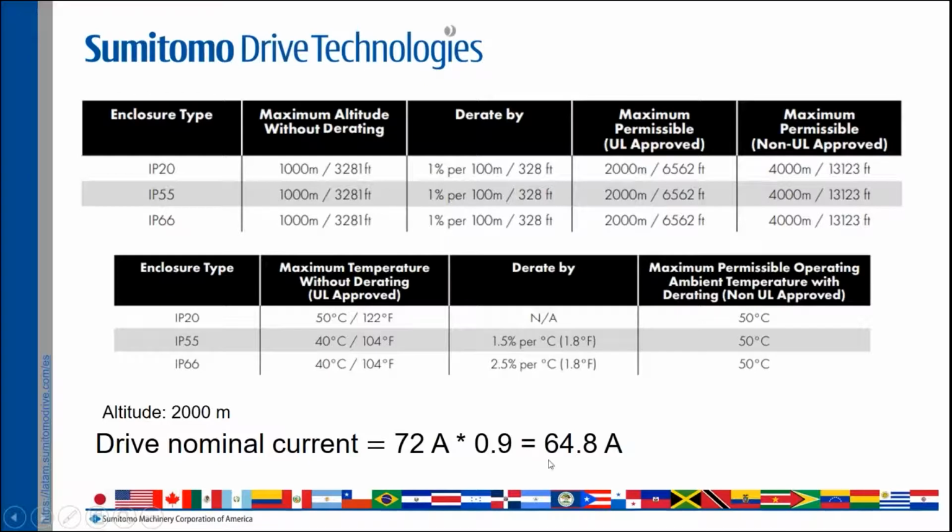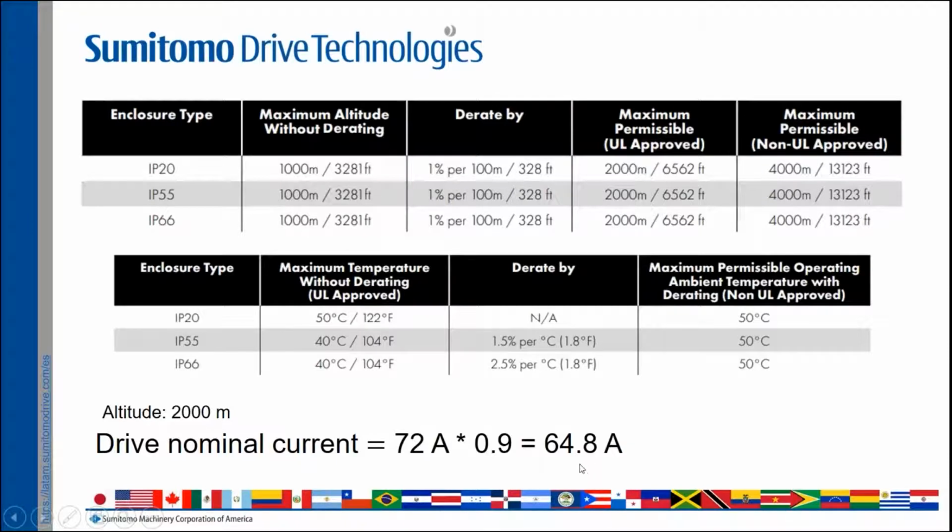So this drive will not provide you 72 amps. It will provide you only 64.8 amps. So if you don't take this into account, it may occur that the drive is not able to start the motor, or maybe it will go to overload failure, for example.